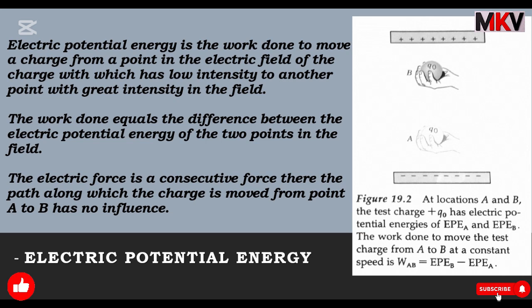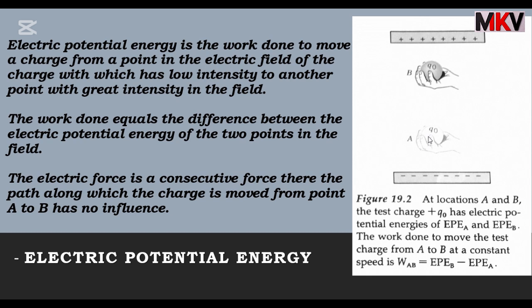So if you look at this diagram, we have a charge Q naught, and at point A in the diagram we can see that the intensity of the field at point A is low and that of point B is high. So by moving the charge from point A to point B, which has a greater intensity, there will be work done, and that work done gives the electric potential energy.